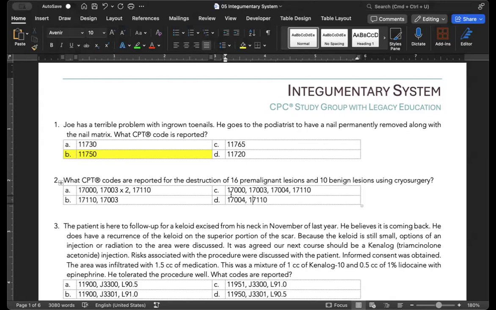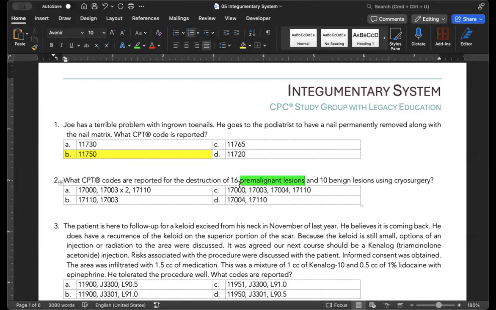17000. And we're doing destruction of 16 premalignant lesions and then 10 benign lesions. So 17000 is for the destruction, which includes laser surgery, electrosurgery, cryosurgery, chemosurgery, and surgical curettement. And they are for premalignant lesions. So we've met that portion. But this is for the first lesion, and we have 16 total.